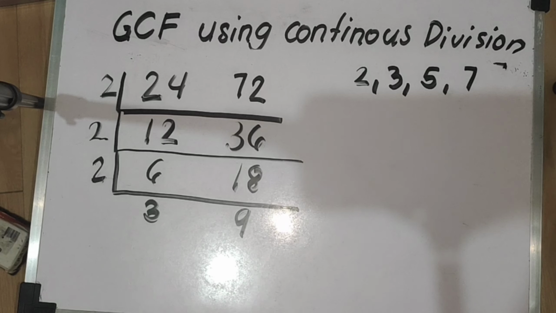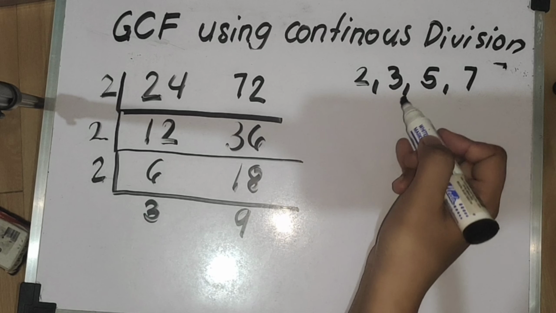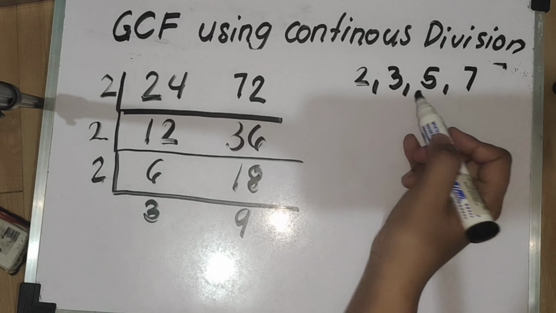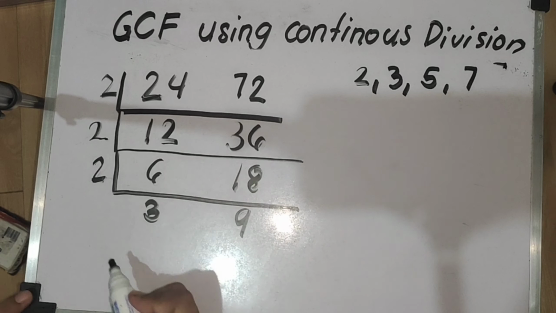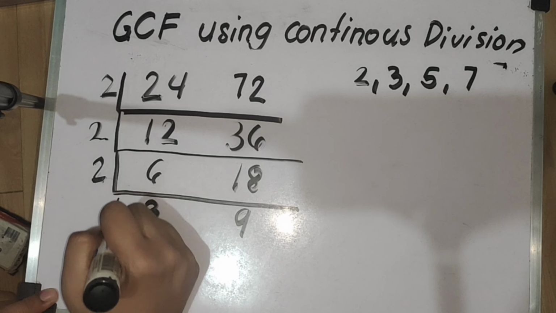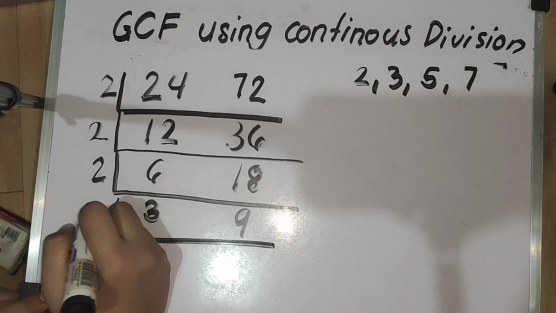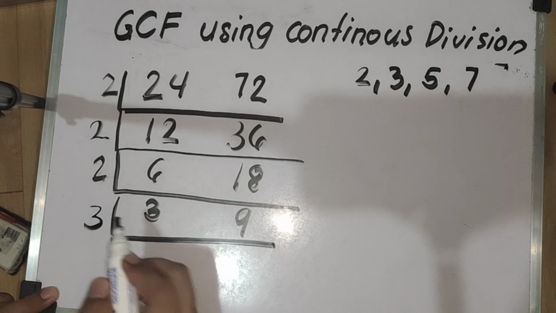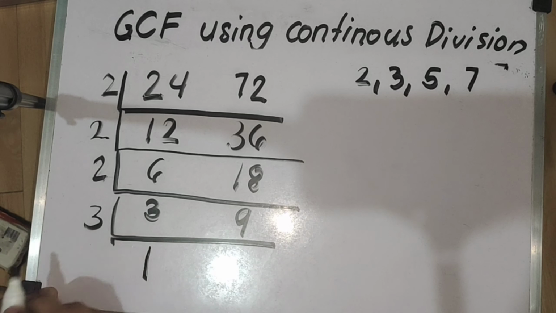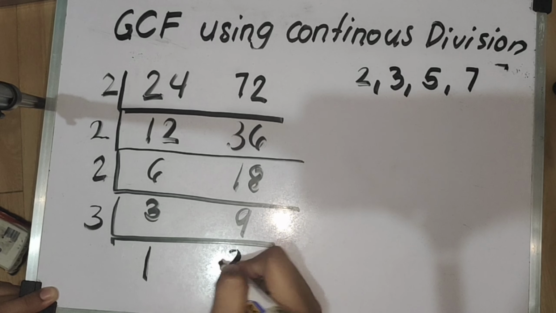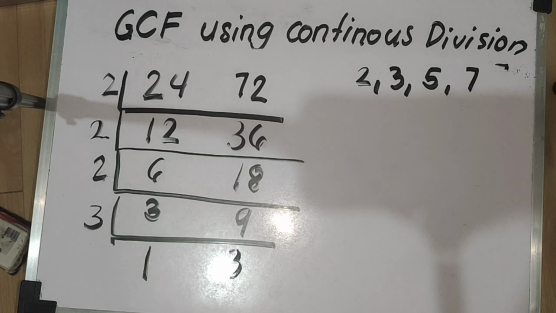Let's proceed with 3. Is 3 divisible by 3? Yes. How about 9? Is it divisible by 3? Yes. So, we will use 3 as our divisor here. 3 divided by 3 is 1. And 9 divided by 3 is 3. Okay. Next. As you can see, 1 and 3 are already prime numbers. So, therefore, stop na tayo dito.